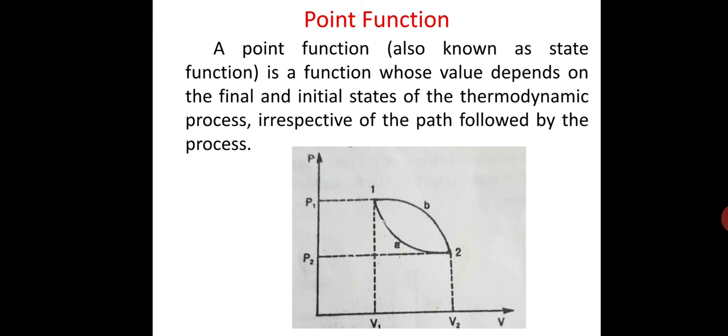Thus, the change in value of P and V are not dependent on the path followed but only depend on the end states 1 and 2. Thus, the change in pressure between state 1 and 2 is P2 minus P1 and the change in volume is V2 minus V1, irrespective of the path.